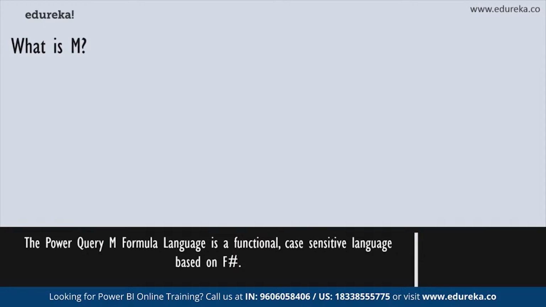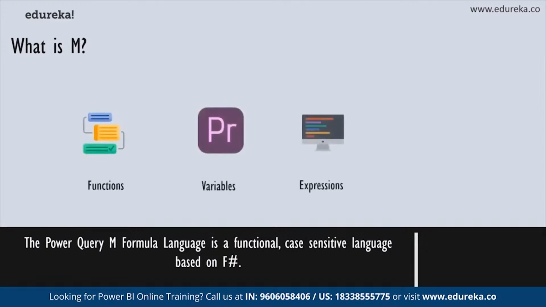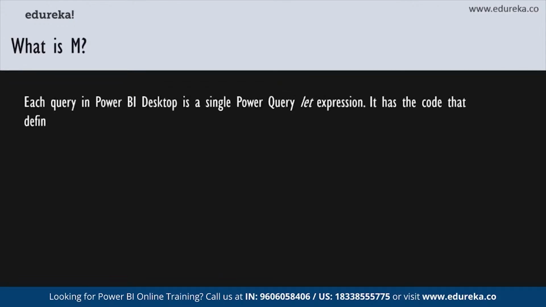As with many languages, Power Query statements are made up of individual language elements such as functions, variables, expressions, as well as values, both primitive and structured, that together define the logic necessary to shape the data. Now, each query in Power BI Desktop is a single Power Query let expression. It basically contains all the code elements that are necessary to define your data set.